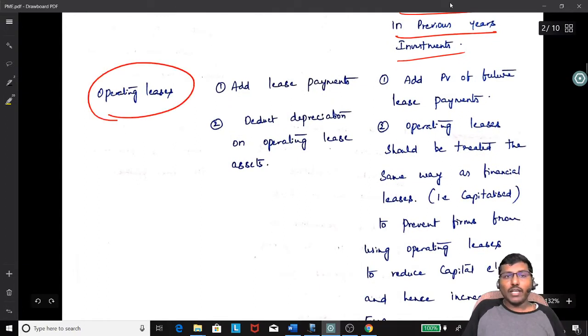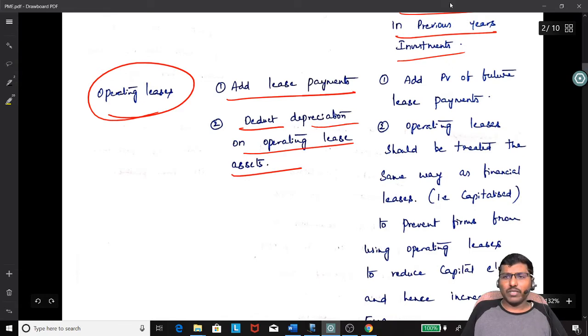Next, operating leases. You need to add the lease payments, whatever you are making, and deduct depreciation on operating lease assets. You'll be really wondering, what do you mean by depreciation here?